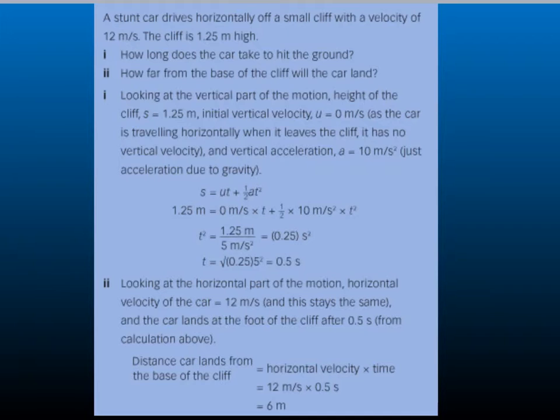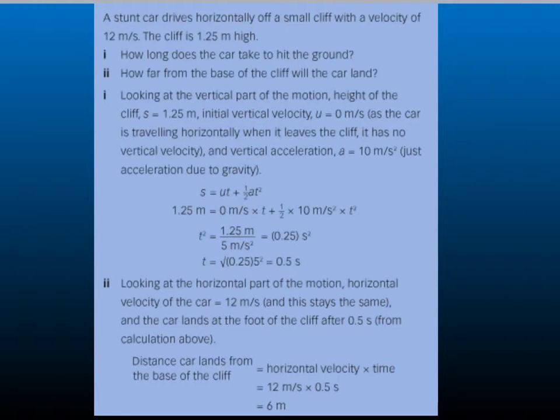In order to work out the range of the car, or how far from the base of the cliff the car will land, we need to look at the horizontal part of motion. Now we were told that the car leaves the cliff with a velocity of 12 meters per second. This is the horizontal velocity. It stays the same, remember? Horizontal velocity does not change. And we also know that the car lands 0.5 seconds after it left the cliff. We just worked that out in the calculation here.